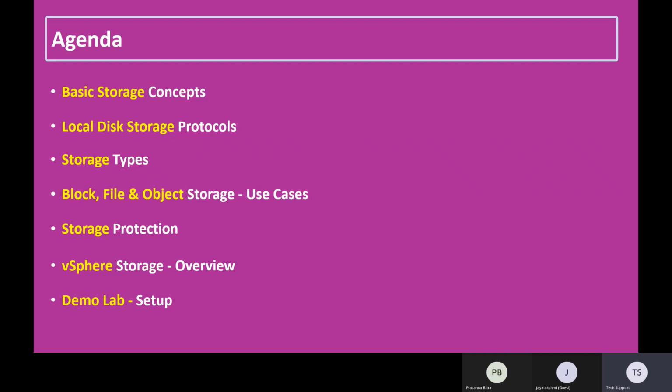Why I'm explaining the demo lab setup again is that in a real-time scenario, for storage labs we need original storage boxes. Generally there are three types of storage: DAS, NAS, and SAN. I repeat, DAS, NAS, and SAN. DAS means direct attached storage. It's like the hard disk in our laptop, which is already connected.